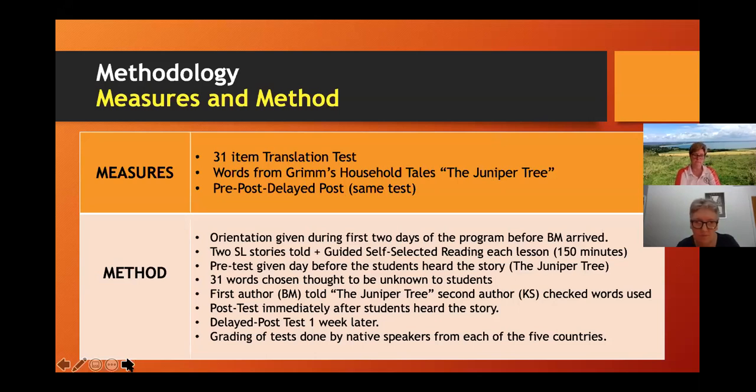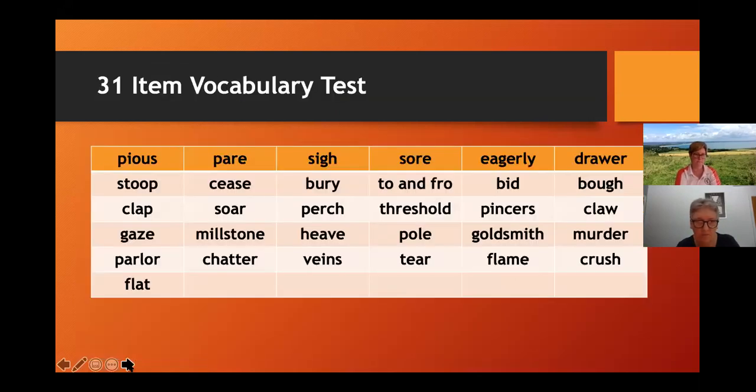Okay, so here are the 31 items in the vocabulary test. Most of the words we'll see are just single words, but there are other words like to and fro. That's more than just a single word. Okay, and when we saw words like, for example, pious, we accepted translations that were related to that, such as maybe religious or something like that.